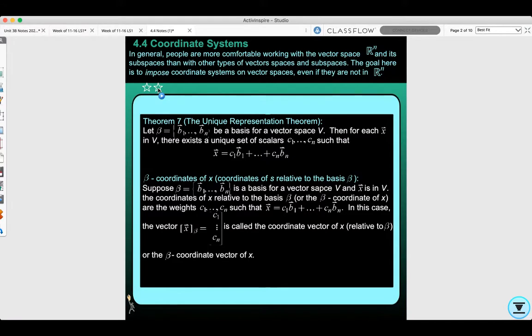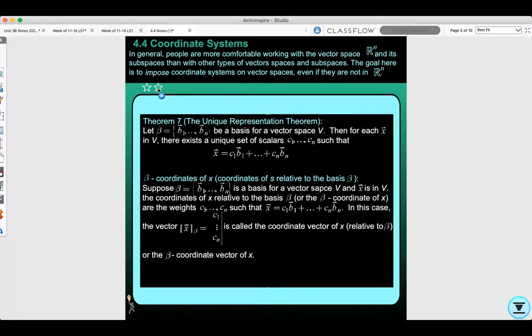B coordinates of x, also known as coordinates of x relative to the basis B. Suppose B, B1 all the way to Bn, is a basis for a vector space V, and x is in V. The coordinates of x relative to the basis B, or the B coordinates of x, are the weights C1 to Cn such that x equals C1 times B1 plus all the way to Cn times Bn.